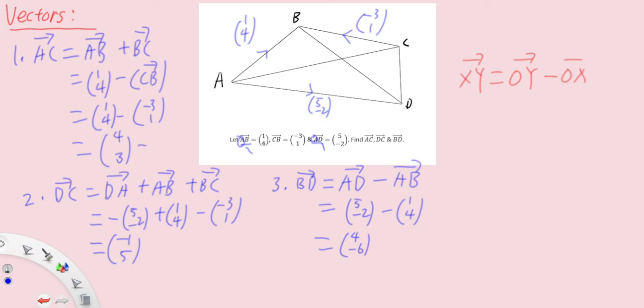Let's take the example of vector AC. The magnitude is simply the square root of 4 squared plus 3 squared, which is 16 plus 9, which is 25, so it's simply 5. I think you can solve the rest on your own. So that's the end of the first example.